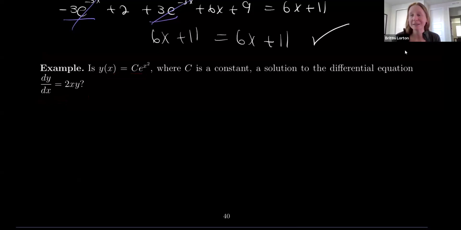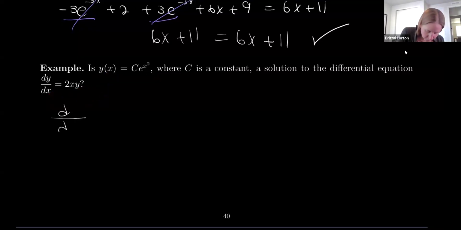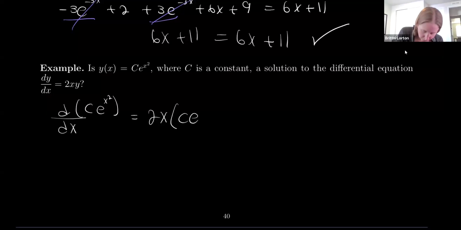Well, you plug it in and you see if both sides of the equal sign are true. So I have y equals c times e to the x squared. I'm going to plug that in everywhere I see a y. So it's dy/dx, where I replace my y with c e to the x squared, equals 2xy, where I've replaced my y with c e to the x squared.